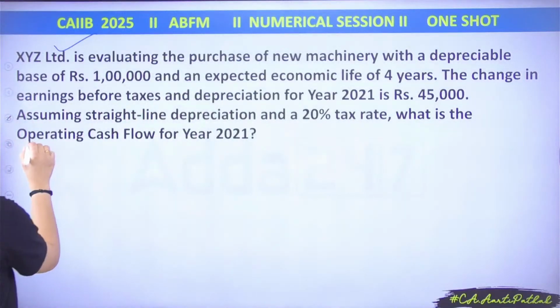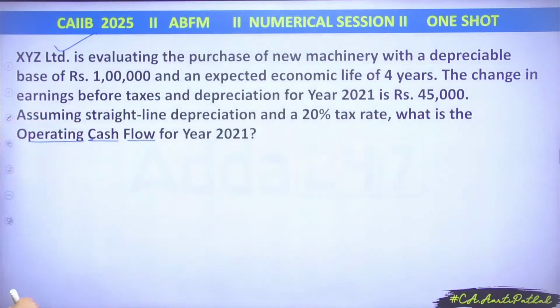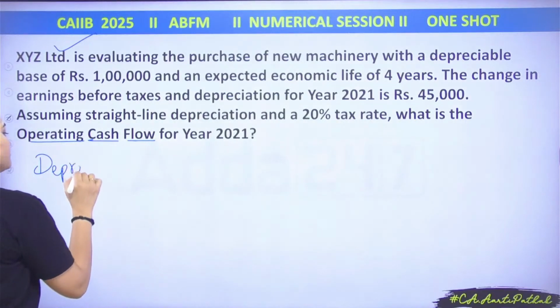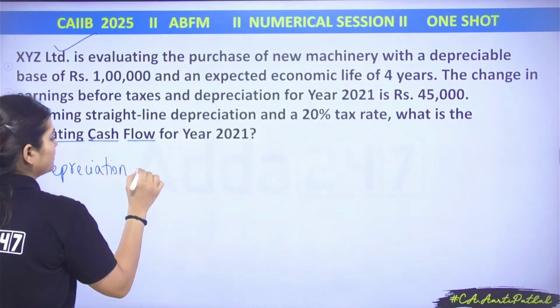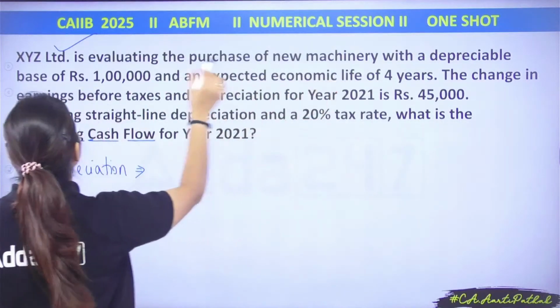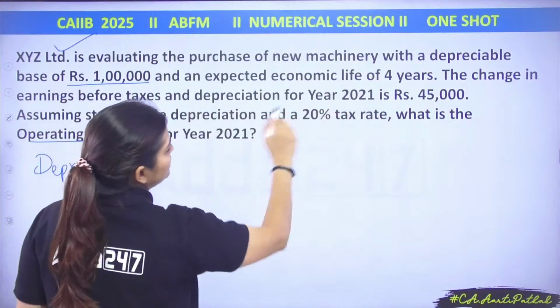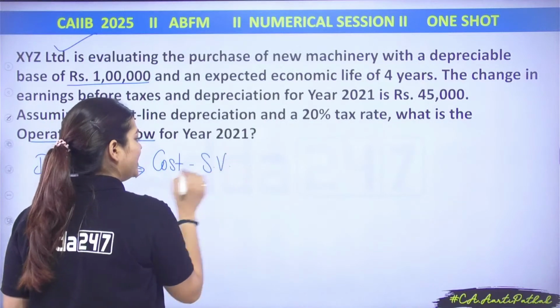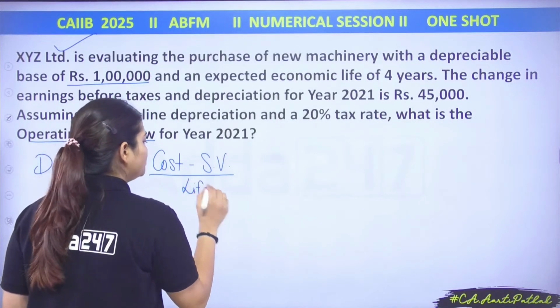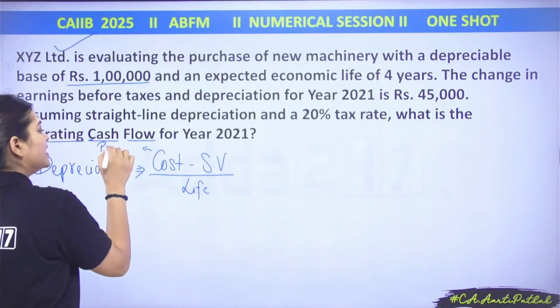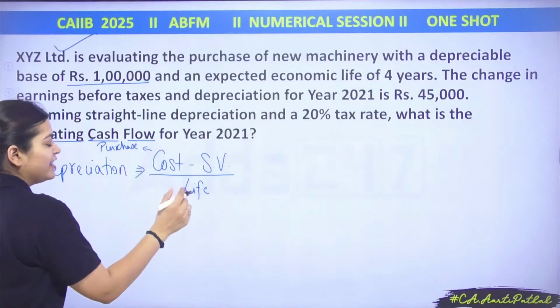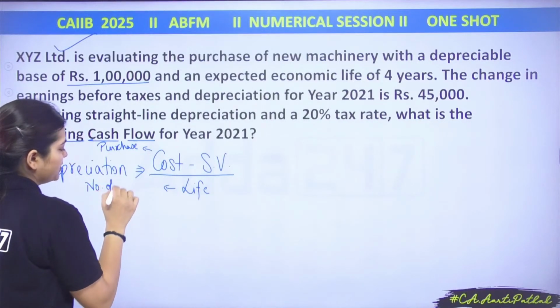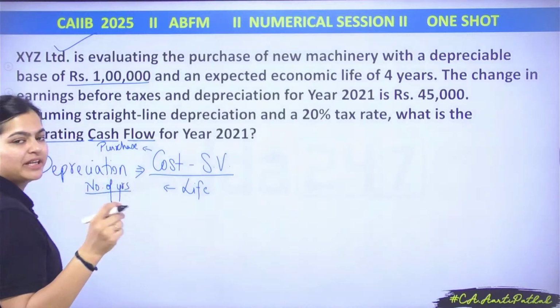Now here you need to calculate the operating cash flow for year 1. So let's first calculate the depreciation. First we want depreciation. So tell me, what is the depreciation value here? If you have purchased the machinery for 1 lakh and the economic life is equal to 4 years. So remember, depreciation formula is cost minus scrap value divided by life. Cost means the purchase price. Life means number of years you are going to use that particular asset.